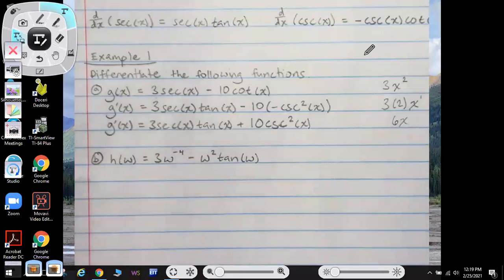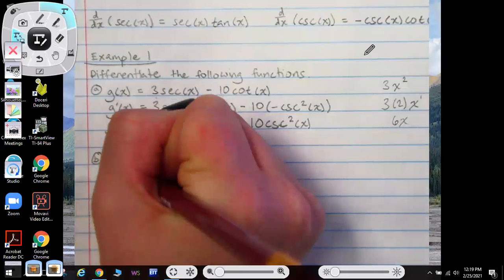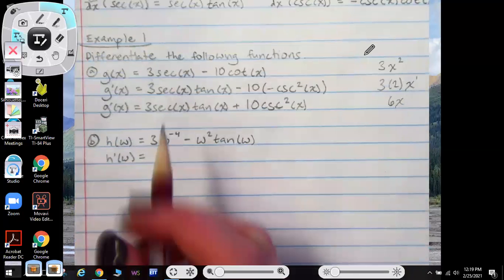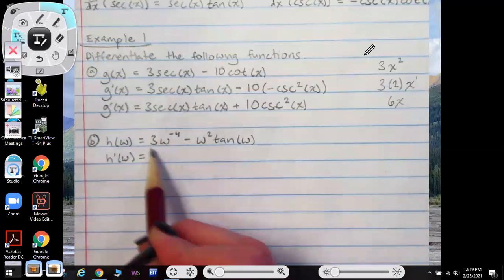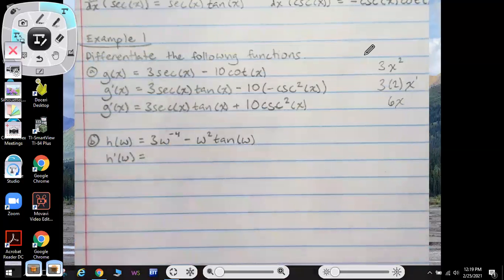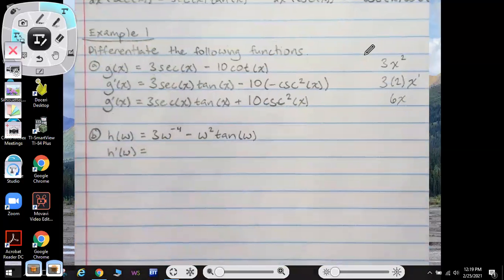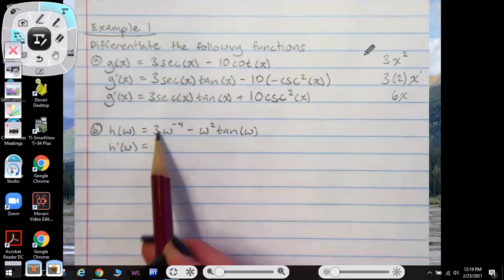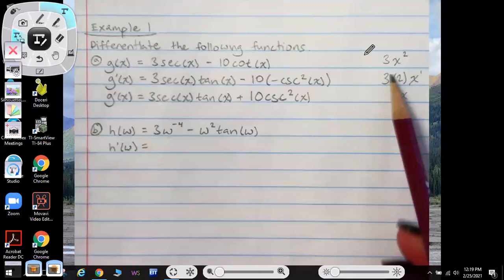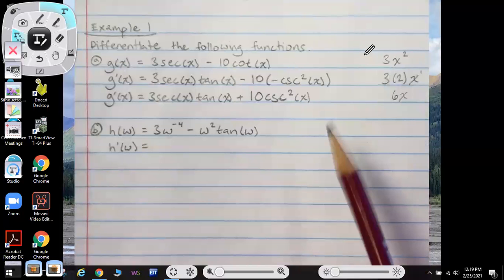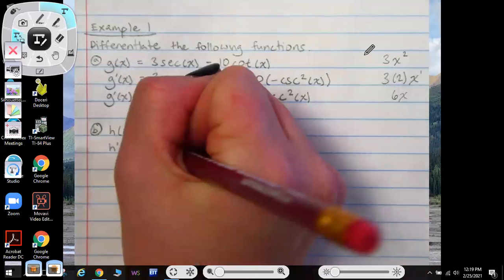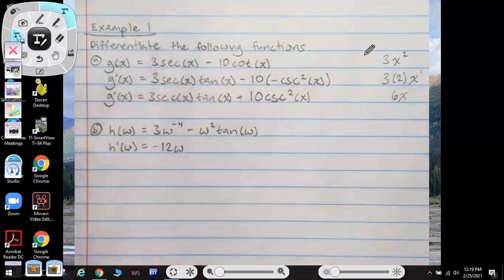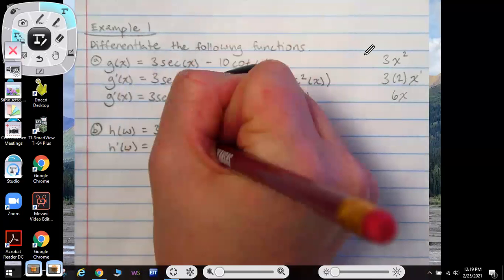Okay, let's take the derivative, h prime of w. This first term doesn't even have a trig function in it. We can just work this the same way we have up until now. 3w to the negative 4th. The negative 4 is going to come down in front, and it'll get multiplied by the 3, just like we did over here with the 3x squared. So we'll have 3 times negative 4, which will give us negative 12. And then we subtract 1 from the original exponent to get negative 5.